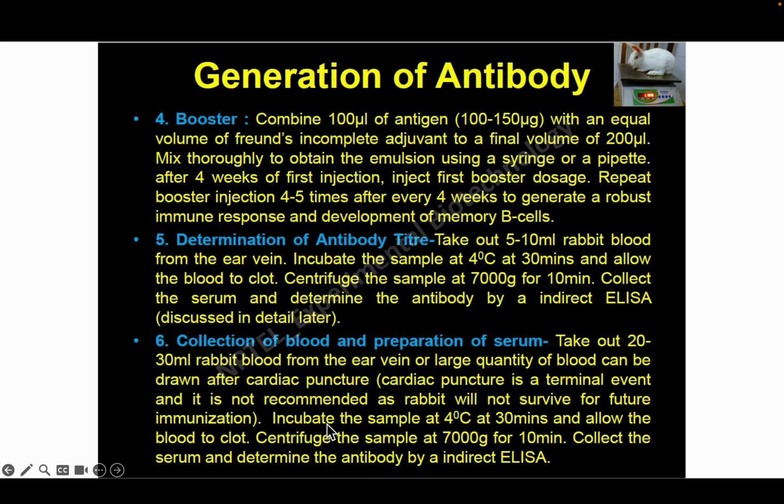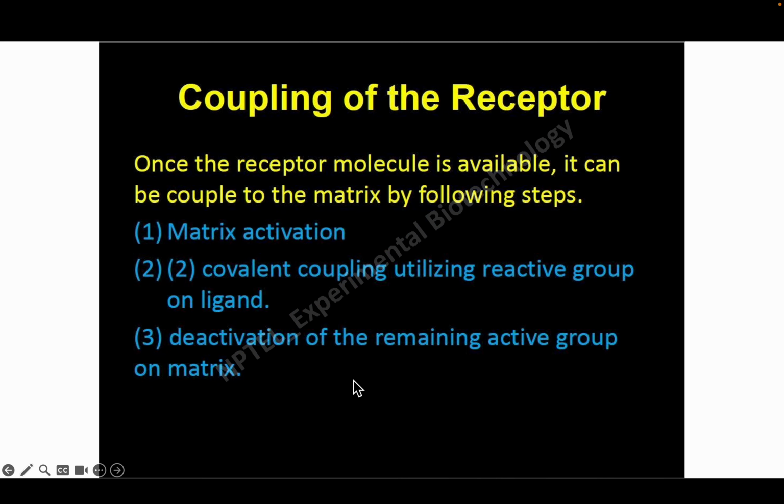Then you will again incubate the sample for some time and allow the blood to clot, then you will centrifuge and again collect the serum. Now you have got the antibody, and you know that the antibody is efficient enough to bind to your antigen. So once you have the receptor, it can be coupled to the matrix by the following steps.